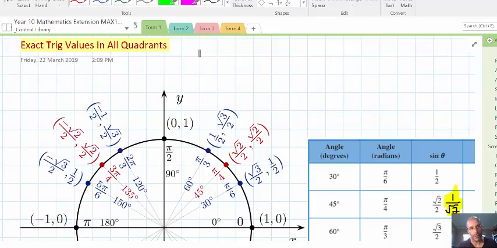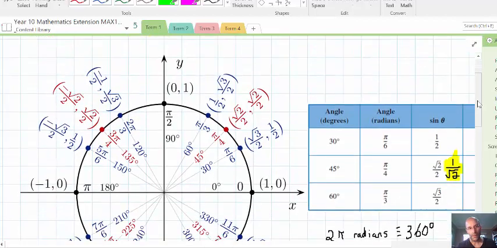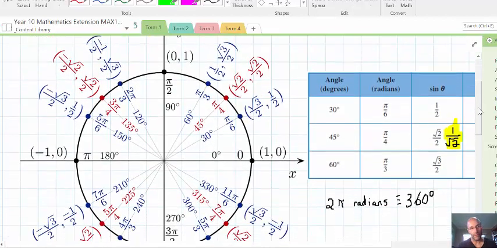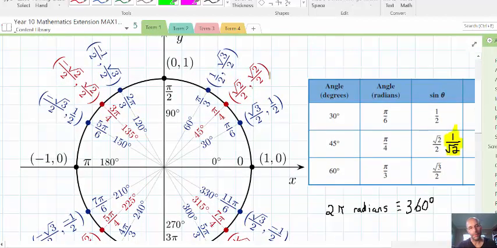The aim of this video is to go full circle and look at all quadrants and come up with exact trig values, and that was an intended pun. Okay, so there's our unit circle, and we have what we call the common results. These are exact values, and we've got both degrees and radians.